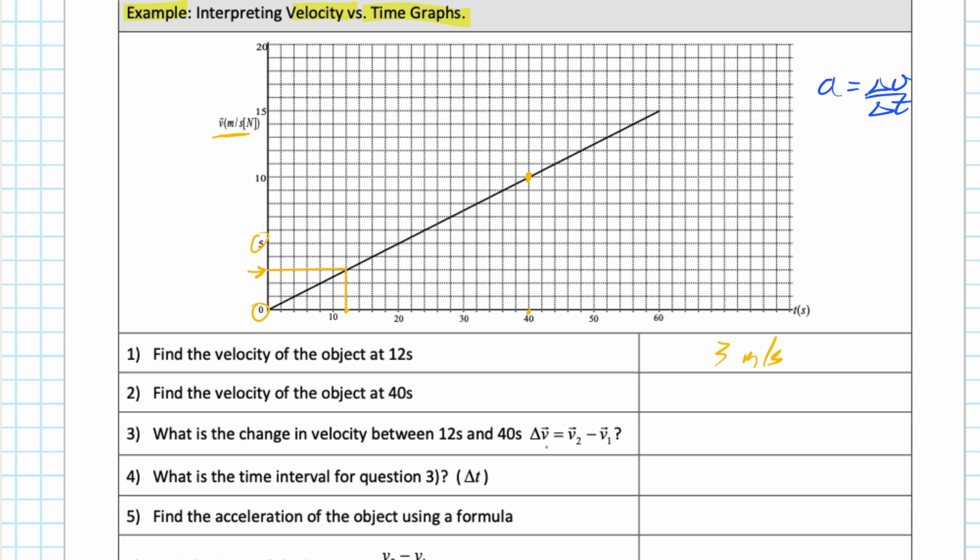Now, to find, for example, our change in velocity, we simply take those two numbers and we subtract them. So that would be 10 minus 3, which would be equal to our 7 meters per second. Now, when we're asked to find the time interval, well, that is the amount of time to go from here to here. And again, it's just simply subtracting these two numbers. So that would be your 40 minus your 12.